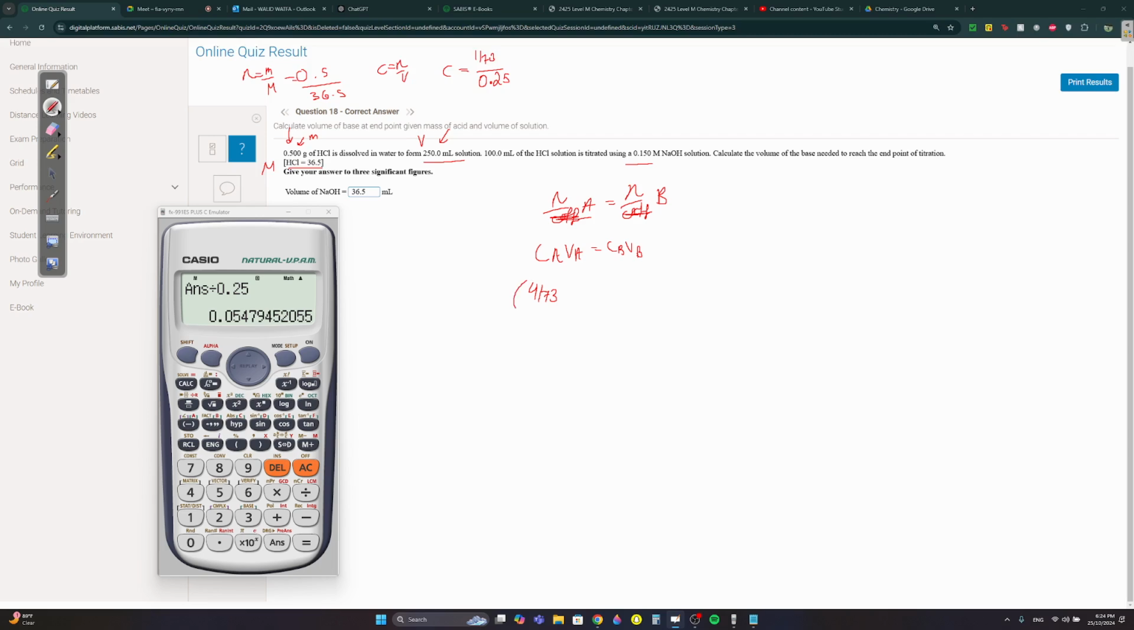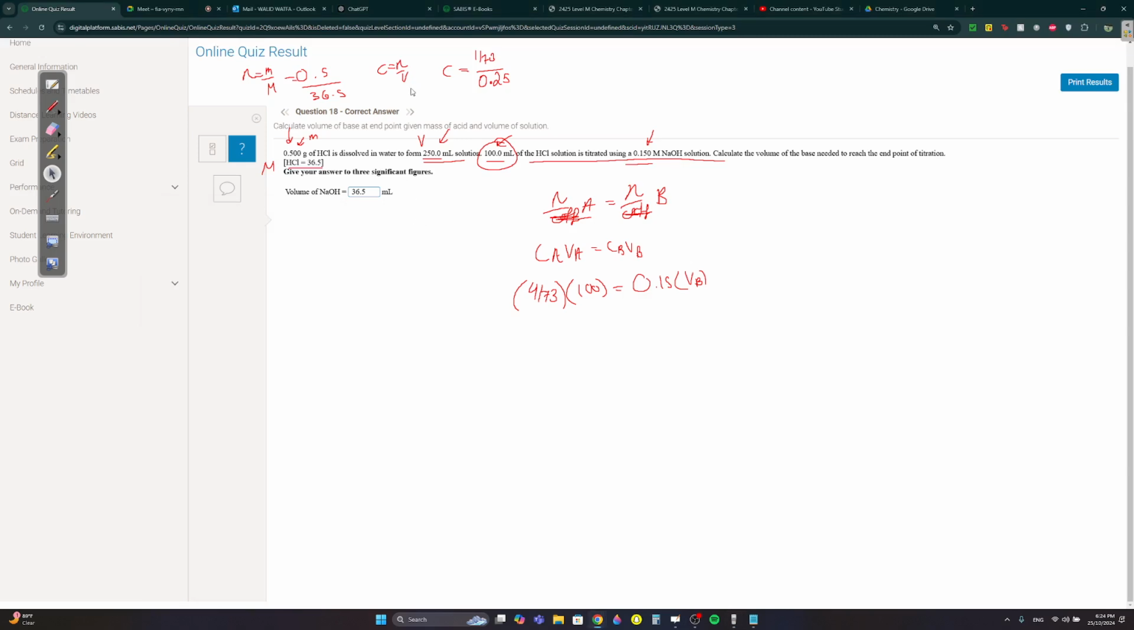Let's just say the concentration of the acid is 4 over 73. I don't want to use decimals. Times the volume of the acid. Now, see here, people are going to get confused. Do I use 250? Do I use 100? You're going to use 100. Why 100? Because in the titration, I'm only taking 100 milliliters. So 100. Concentration of the base, 0.015. Times the volume of the base. We don't know it. We're trying to find it. Let's put this in our calculator. 4 over 73, the answer we just found, times 100, divided by 0.015. You get 36.5 to 3 significant figures.